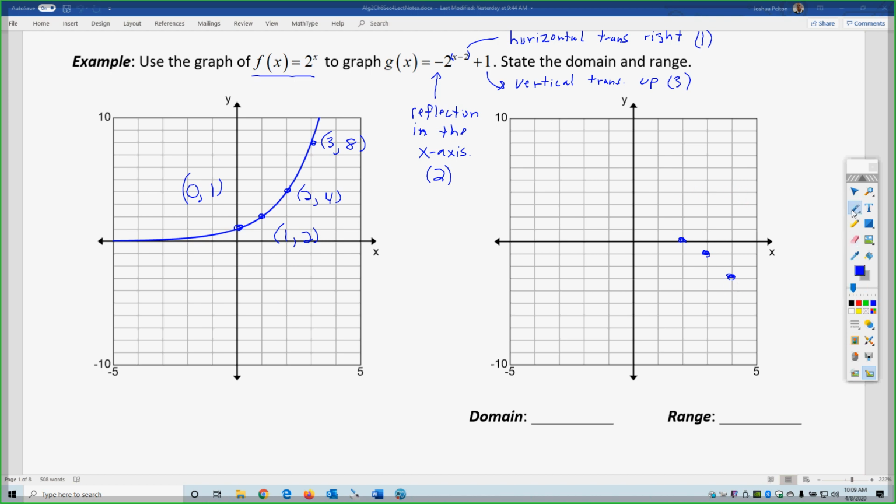Okay, last point was (3, 8). So I'm going to 3 up to 8. We're going to shift right 2. We're going to flip over the x-axis. And we're going to vertically go up 1.